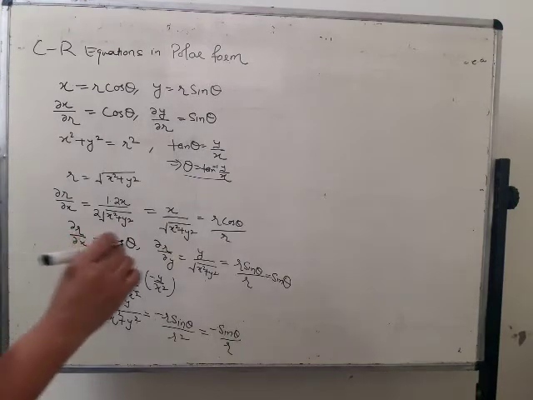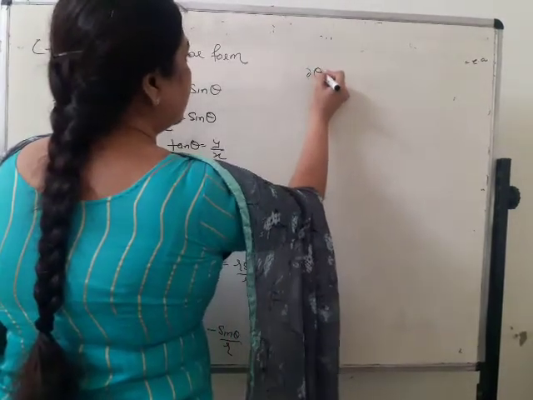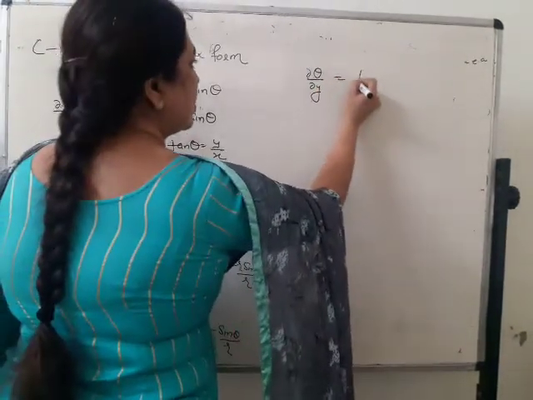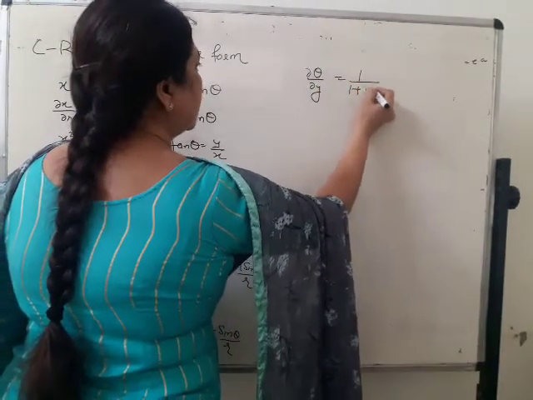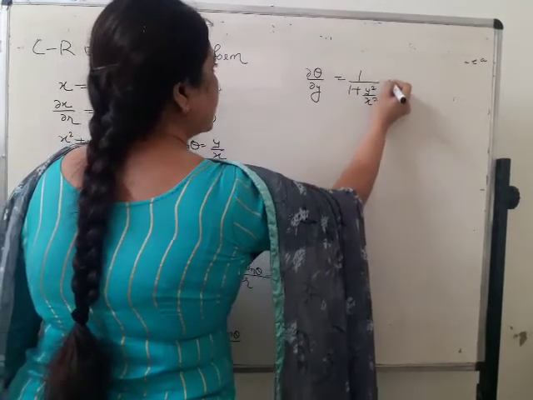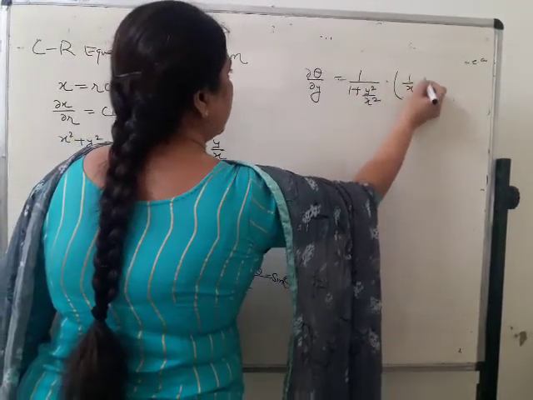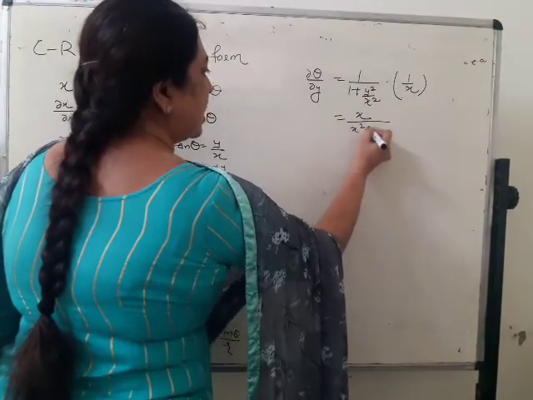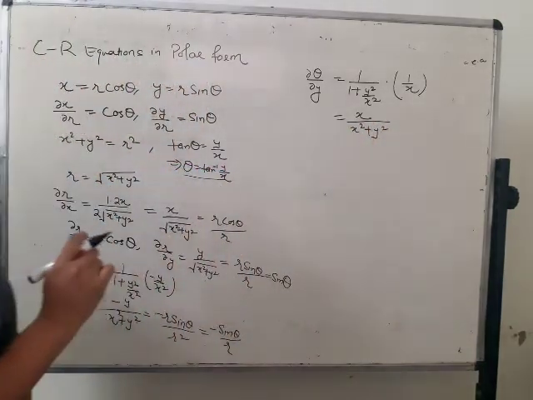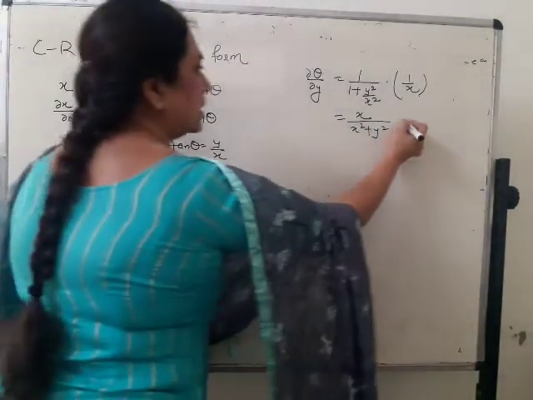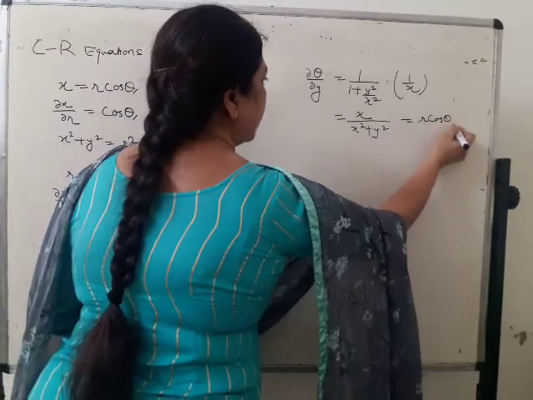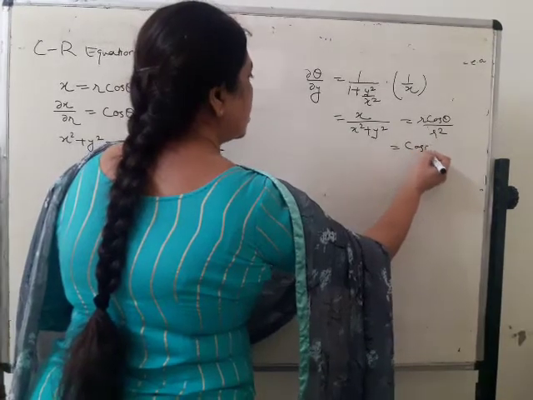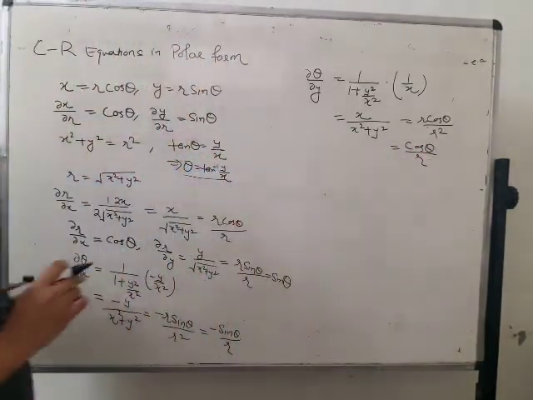Then we find the derivative of theta with respect to y. As theta is tan inverse y upon x, this is equal to 1 upon 1 plus y square by x square into 1 upon x. This is equal to x divided by x square plus y square. x is equal to r cos theta. Substitute this value here. x square plus y square is r square. So we get cos theta divided by r.